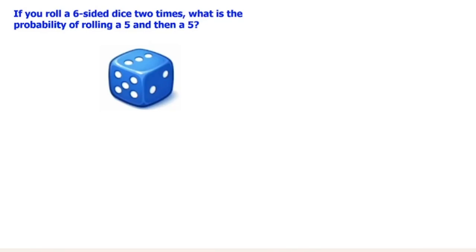In this video, I'm going to teach you some tricks about probability. So if we have a problem like this that says if you roll a six-sided dice 2 times, what is the probability of rolling a 5 and then a 5?